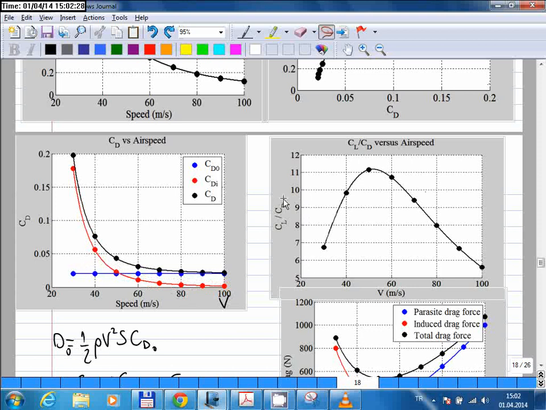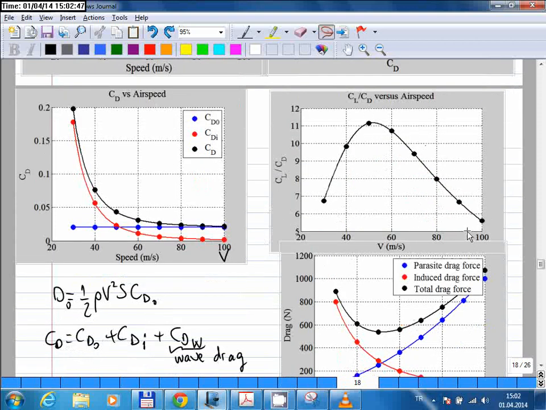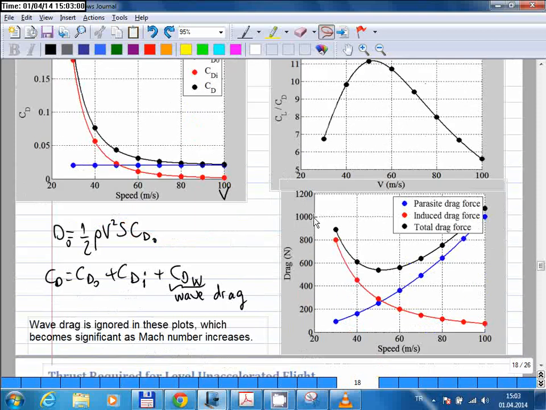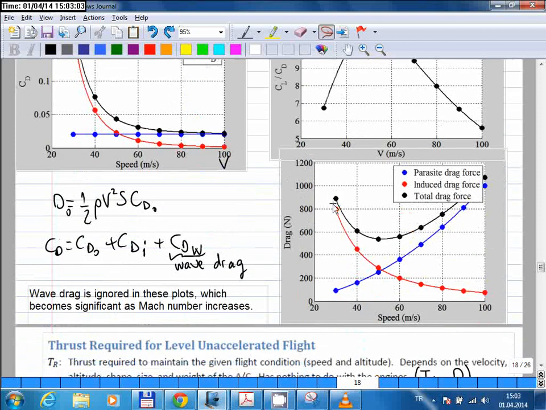And if you look at how the lift to drag ratio changes with speed, this is what you get. At 30 meters per second, the ratio was this much, and at 50 we obtain a ratio slightly larger than 11, and then it starts going down again. So the lift to drag ratio makes a peak at a certain speed, which happens to be here, and if you are flying at other speeds, then this ratio is smaller. So this is, in fact, the most important plot of all these things.